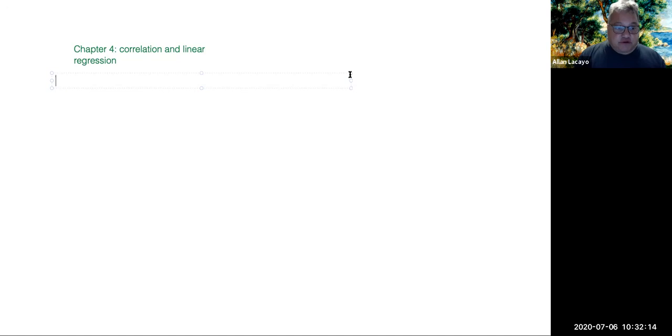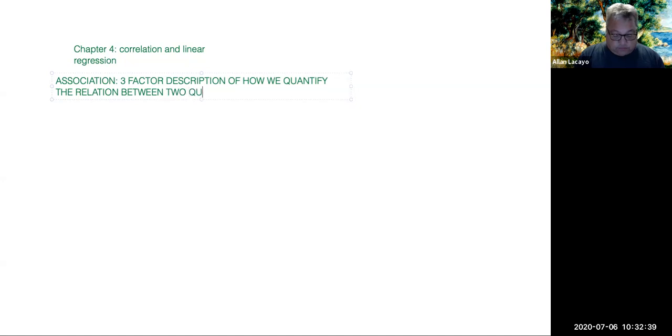So in effect, chapter 4 is about association. And association is a three-factor description of how we quantify the relation or lack thereof between two quantitative variables. And the three factors are form, direction, and strength.